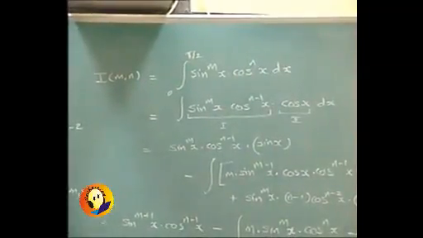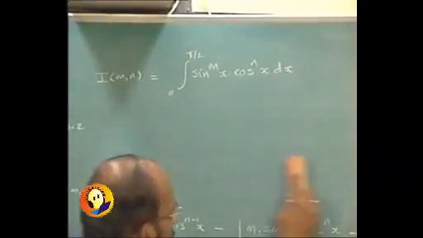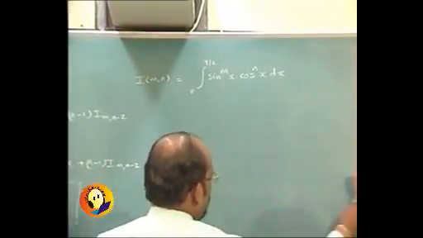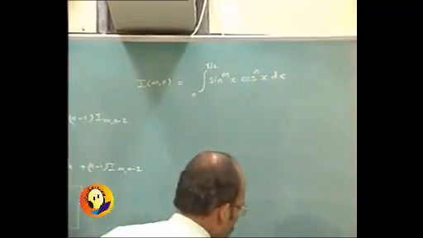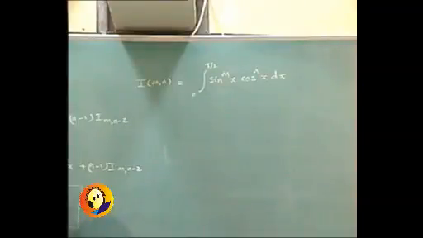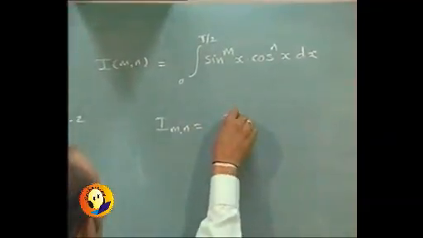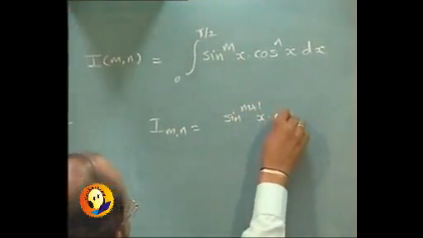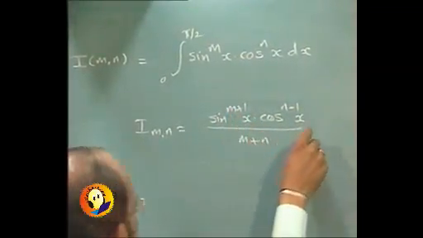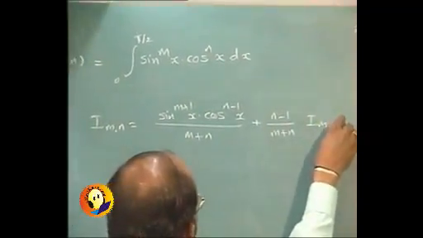In that case, I can use the result that I have got just now. So we can proceed to find the solution of this particular formula, the reduction formula that we are required to determine, by the use of the previous formula that we have derived. We have Imn equal to sin raised to m plus 1x into cos raised to n minus 1x upon m plus n, plus n minus 1 upon m plus n I m comma n minus 2.